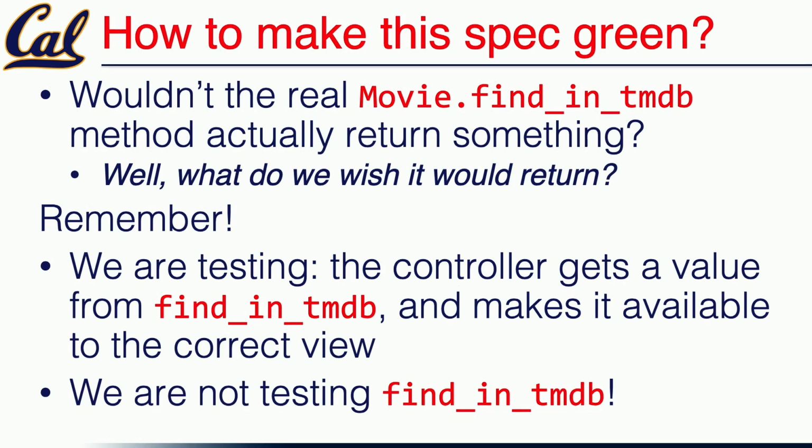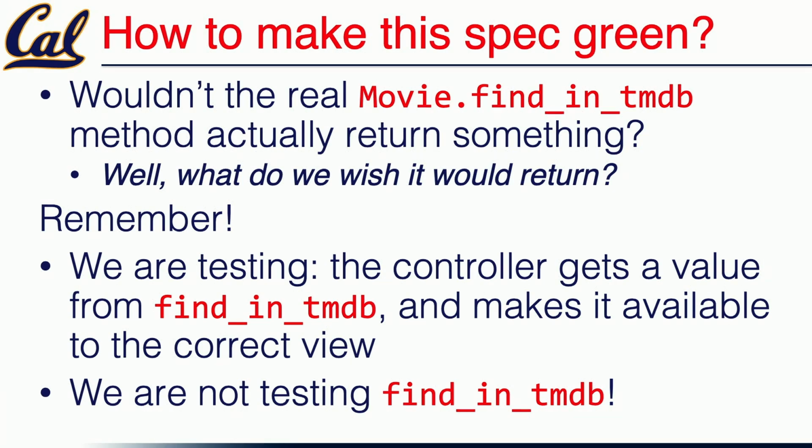We're not testing find in TMDB. So if find in TMDB returned a fish, what we're checking is that the controller passes a fish to the view. Obviously, there are no fish in Ruby, but you get the idea. We can make up whatever we would like that function to return, but for the purpose of this test, all that matters is that it returns something, and that same something gets made available to the view. It is not our job to verify that the kind of thing returned makes any sense. We're only concerned about whether it gets correctly moved from point A to point B.